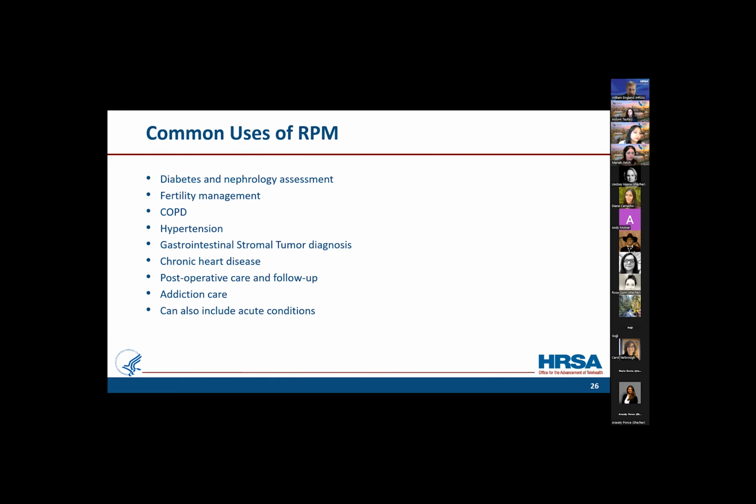COPD and hypertension, those are pretty obvious. Fertility management, that's I think a pretty new one. Chronic heart disease, and even acute conditions may be amenable to RPM monitoring. Next slide.